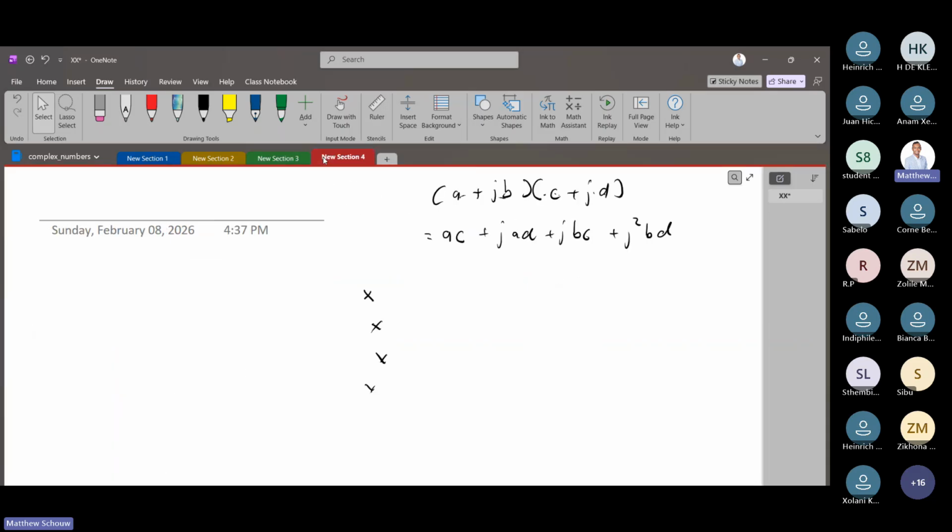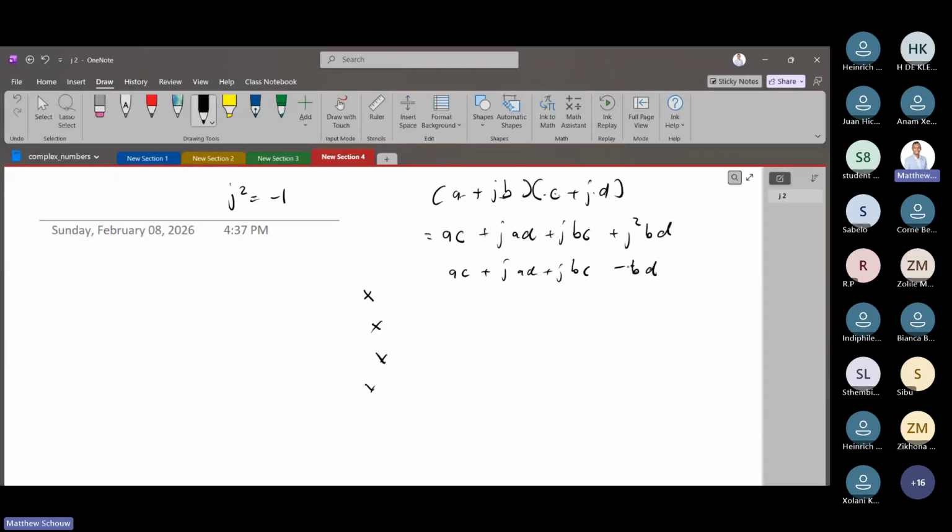So wherever you see a J squared here, always remember that J squared is -1. It's a very important concept. You'll see it even in the next piece. So this will become a negative BD now, because that's -1. And that's JAD plus JBC.